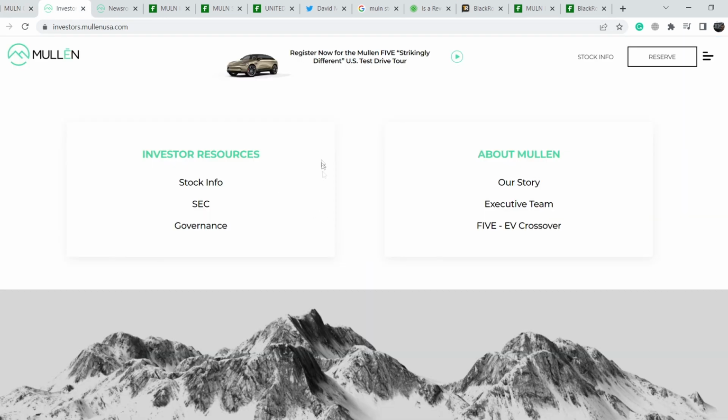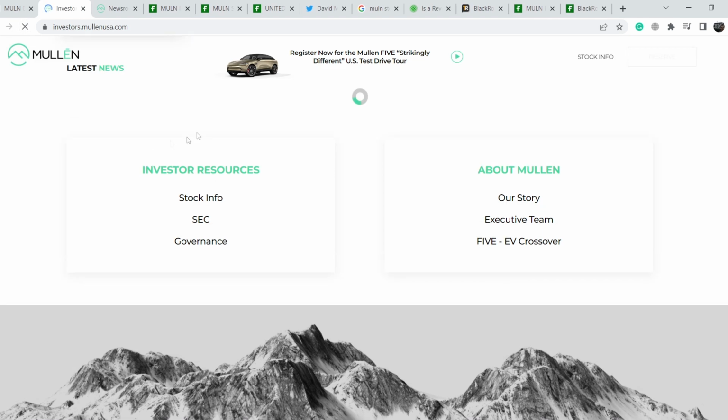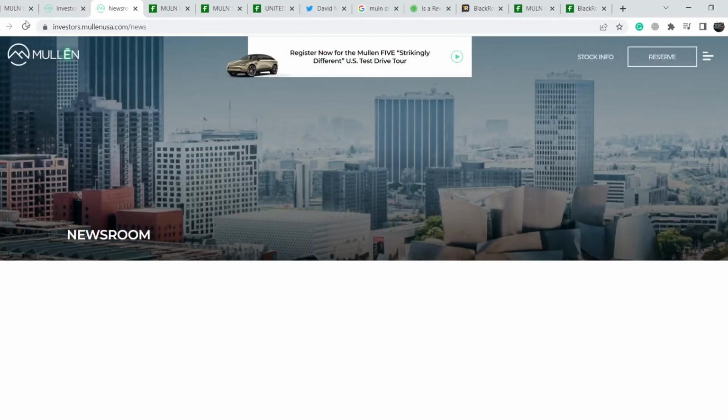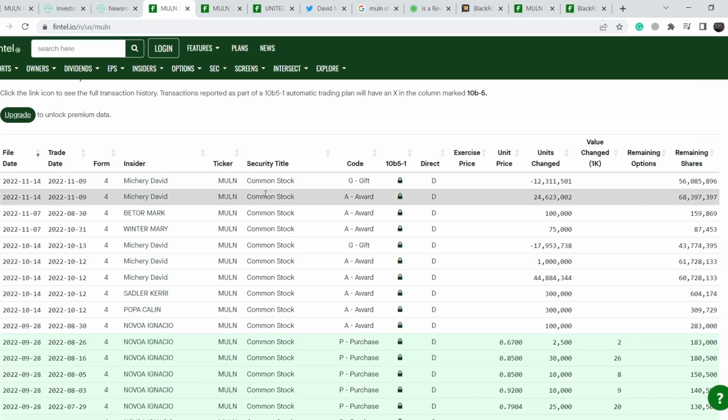And first of all, let me show you that this company has some issues with their investors website. As you can see, the investors part of their website has some kind of issue, and we also cannot see any news in the news section. As you can see, an error occurred, please try again. But we don't need it. And let me show you this news.